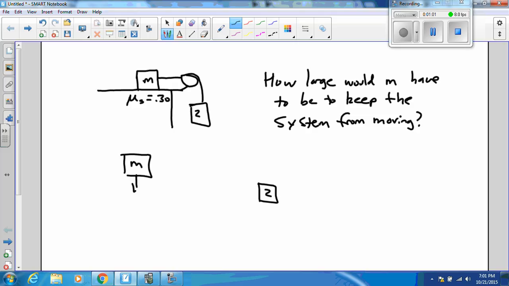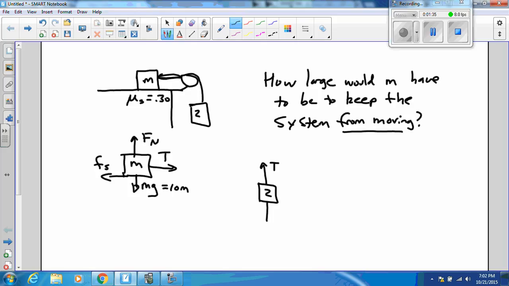Our free body diagram for M is going to show, of course, weight pulling down, which I'm going to label as mg, or 10 times M, and a normal force pushing up. Because there's a rope attached to M, there's going to be a tension, and because the problem says that there is a frictional force, there is going to be a frictional force. Will it be static or kinetic? Well, we're trying to keep the system from moving, and so therefore we're looking at a static frictional force. And that's the free body diagram for M.